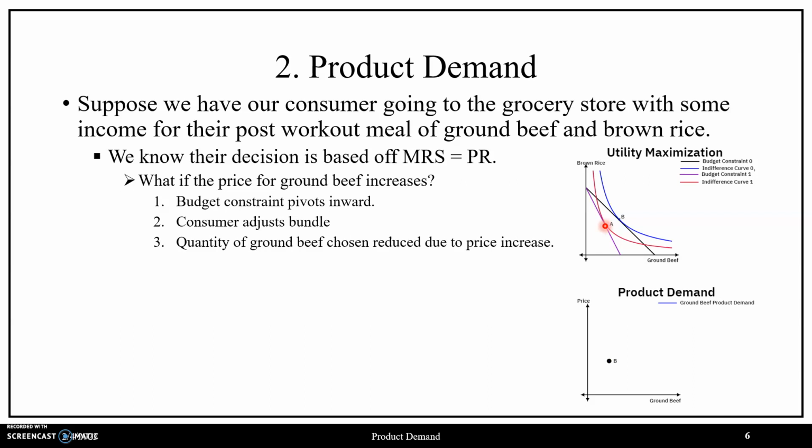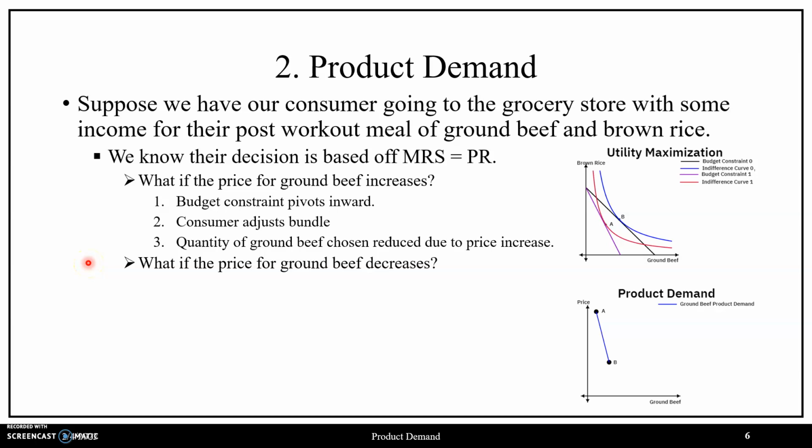But since our sole interest is in ground beef at the moment, what this means in terms of product demand is price has increased, quantity has decreased. So then in terms of our product demand curve, this generates us point A on our product demand curve, where this reflects the price increase on ground beef and quantity has been reduced in terms of our decision of a post-workout meal.